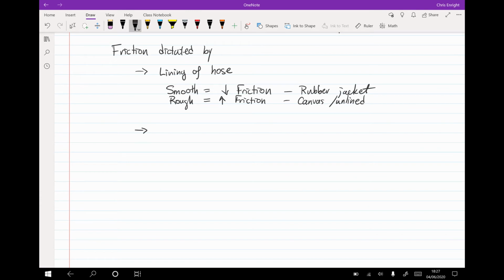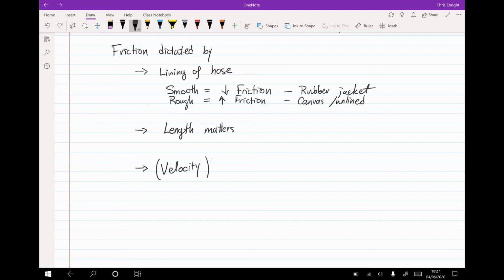Length is the other critical one. Obviously, friction is the force applied over that whole area. So length matters. Longer hose means that you have more friction over the length of that, so you need to drive it with more pressure. Shorter means less friction, so you need to drive it with less pressure. So also dictated by velocity.